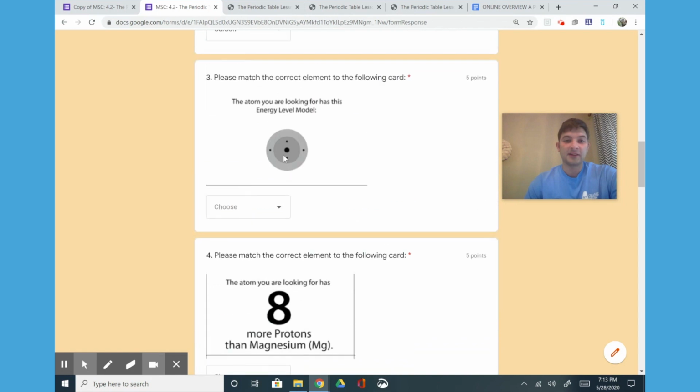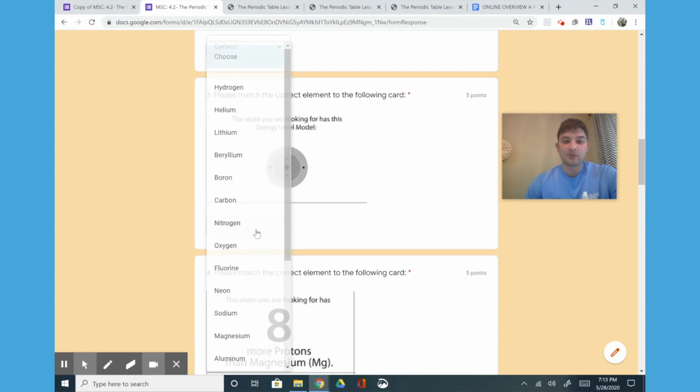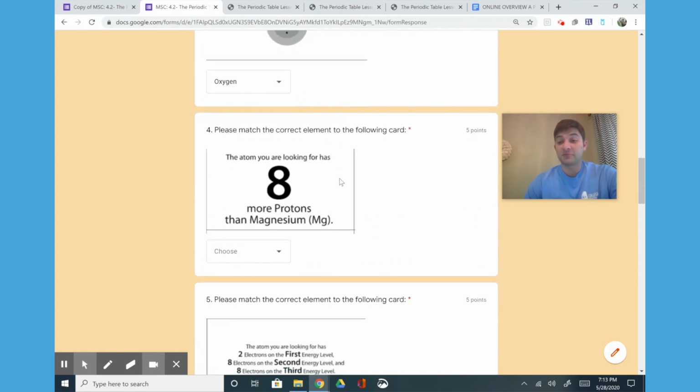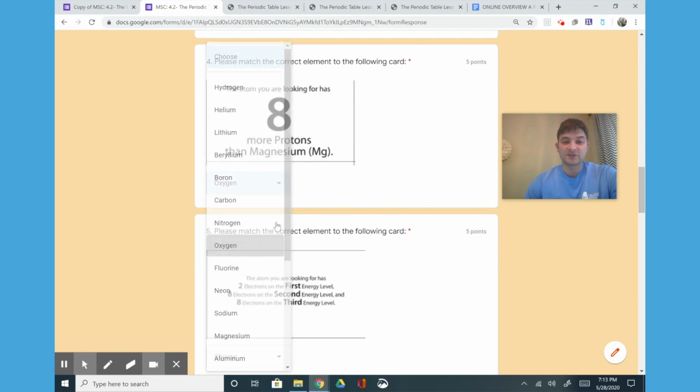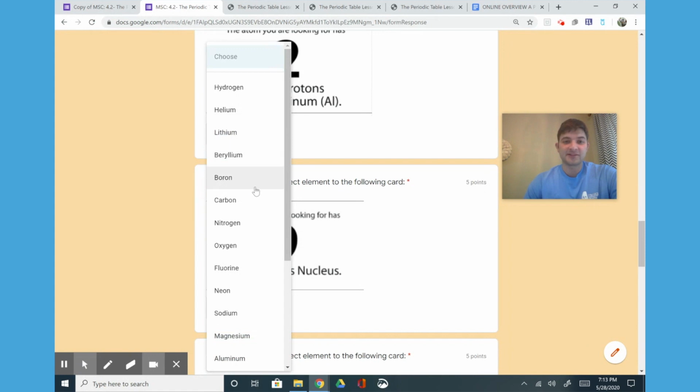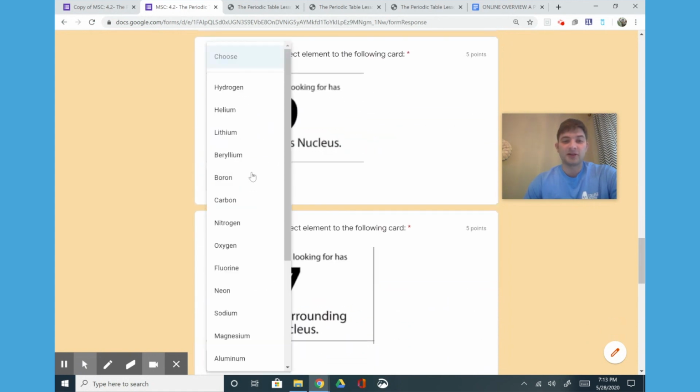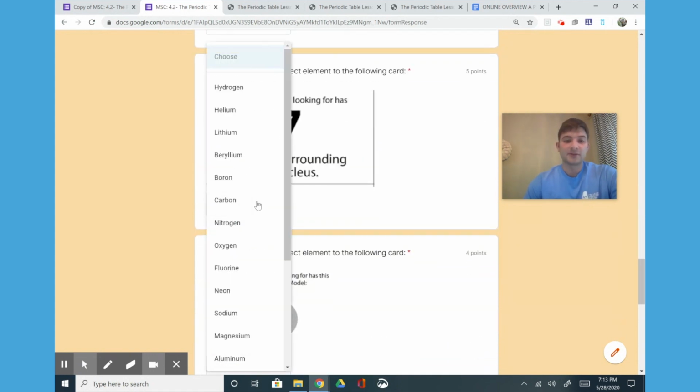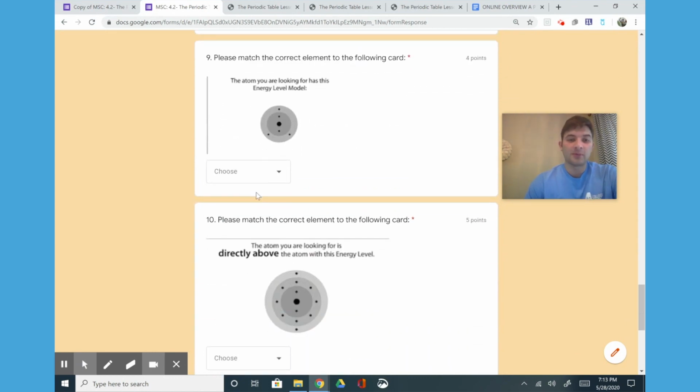And again, same right here. The item you're looking for has this energy level model. And I'm just picking answers. These are not the correct answers. So I can go to the next section. You do all the answers. I made it to where it's required. So if you miss a question, you'll have to go back and answer it.